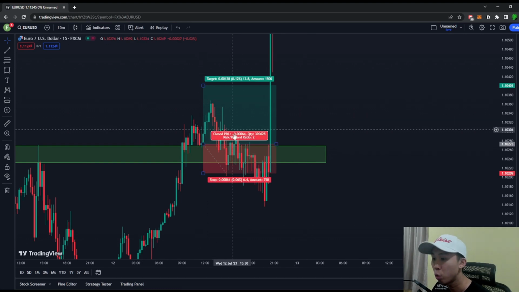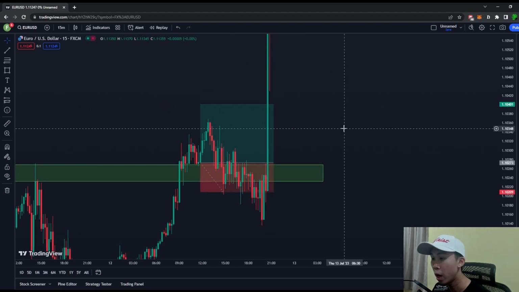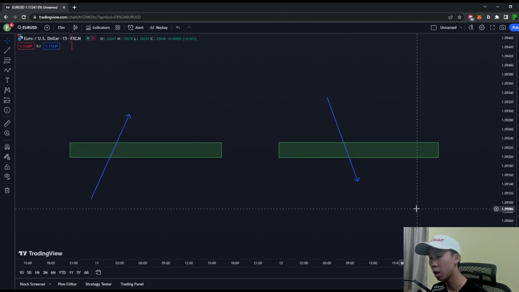It decides to reverse back down and hit your stop loss. So this is why the retest strategy does not work as well. It is time for me to unveil my secret to trade breakout right now.